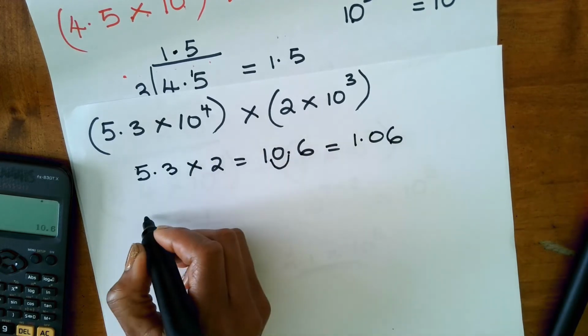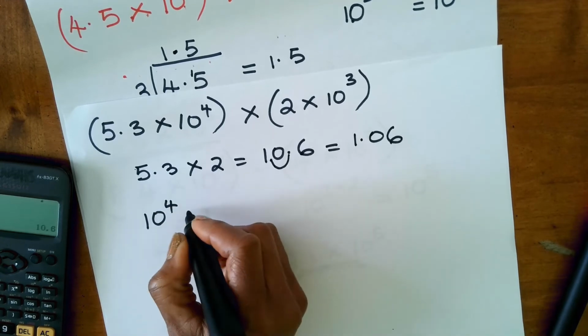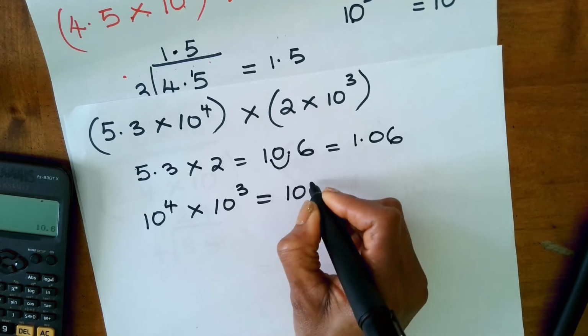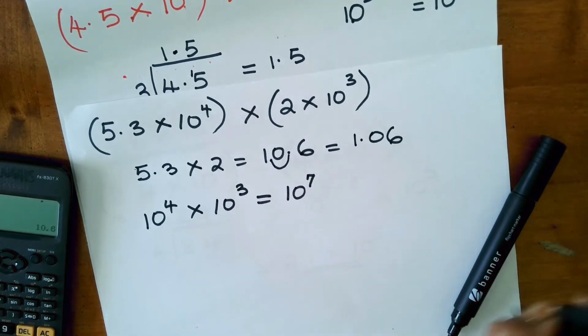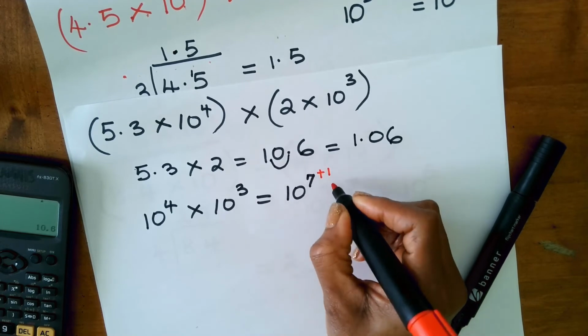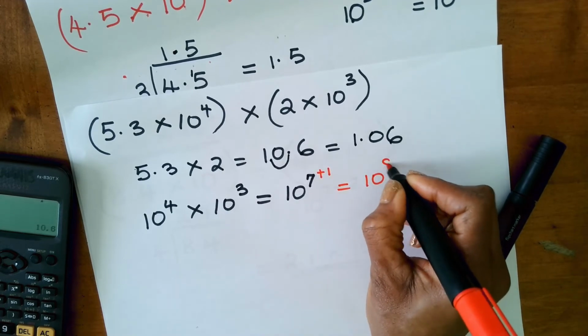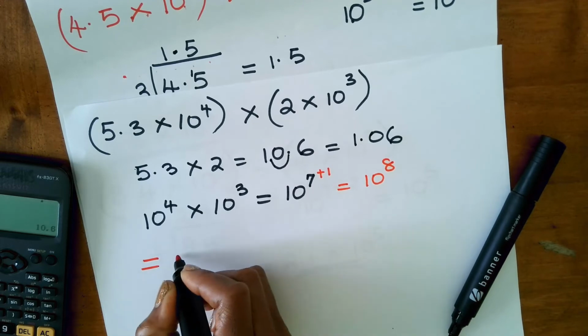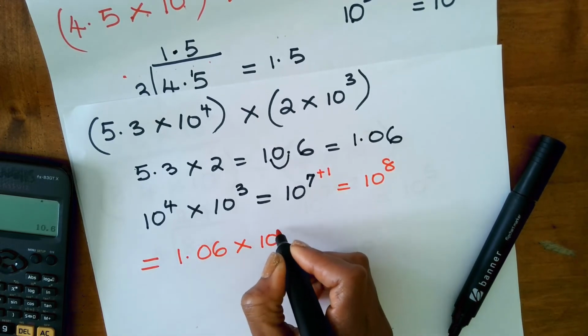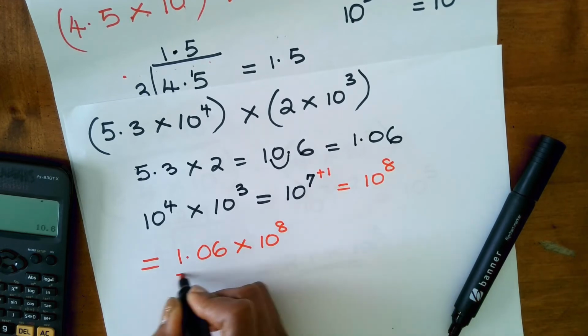Now I move to the indices. 10 to the power of 4 times 10 to the power of 3 will give me 10 to the power of 7. I moved one space, so I'm going to add 1 to give me 10 raised to the power of 8. So my final answer would be 1.06 multiplied by 10 all raised to the power of 8.